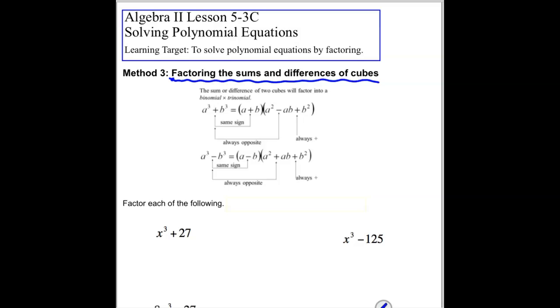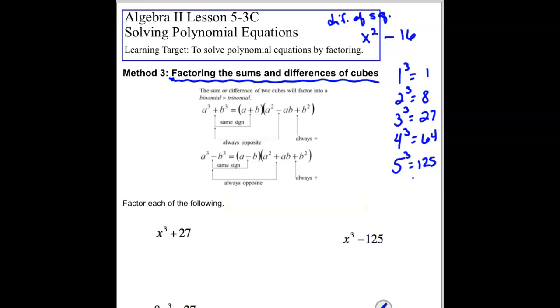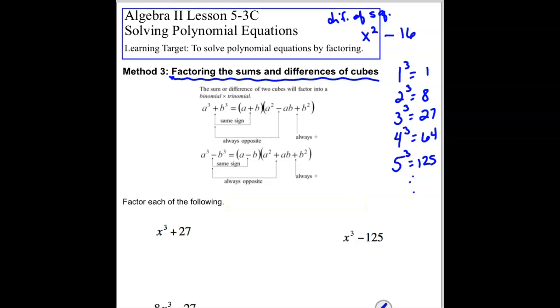So we've talked about differences of squares before, where you have a perfect square like x squared minus another perfect square like 16. Okay, that's a difference of squares. When we're talking about sum and difference of cubes, it just means that the two terms in my polynomial are perfect cubes. 1 cubed is 1, 2 cubed is 8, 3 cubed is 27, 4 cubed is 64, 5 cubed is 125. You can continue that if you want. So we're looking for perfect cubes today instead of perfect squares.